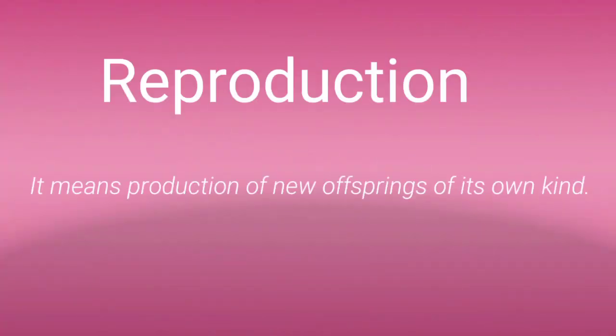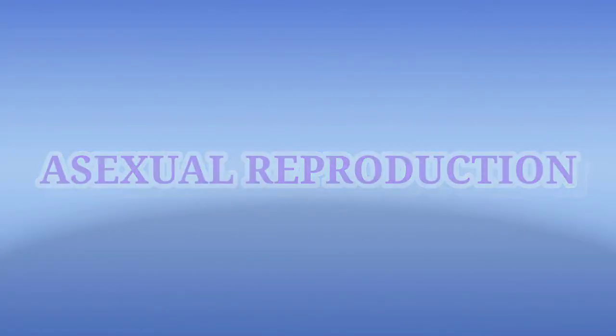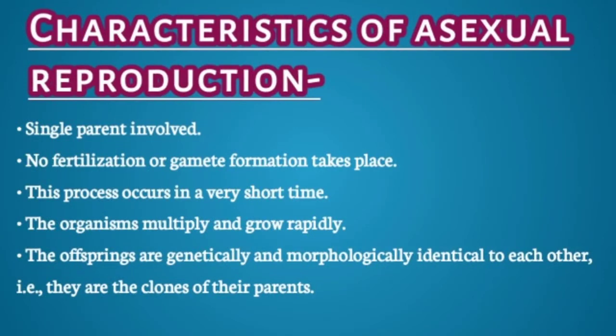As we all know, reproduction means production of new offsprings of its own kind. Now let's talk about asexual reproduction. Asexual reproduction is the mode of reproduction that involves the production of offsprings by a single parent. So here only one parent is involved for the production of new offspring.